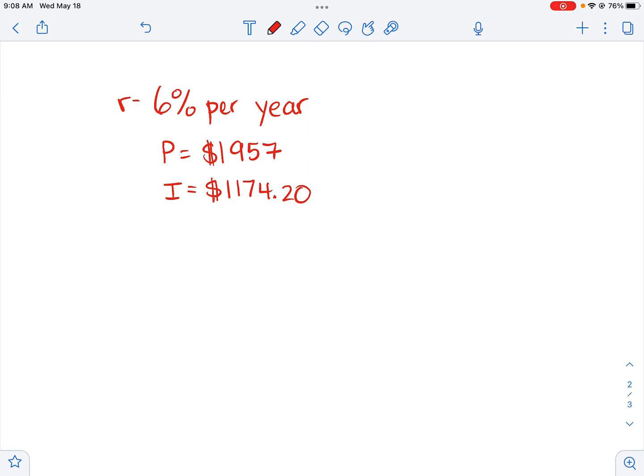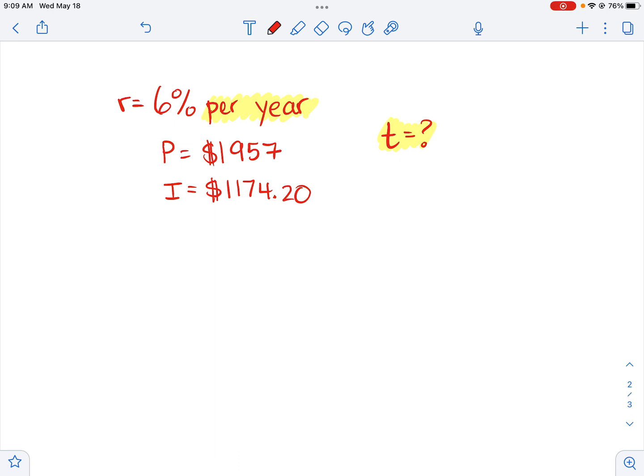So we know the rate, we know the principal investment, and we know the interest that we made. So let's say we're trying to figure out how much time we invested our money for. Well, here's another key. Since the interest is calculated per year, you need your time to be in the same units. So the time period would have to be in years as well.